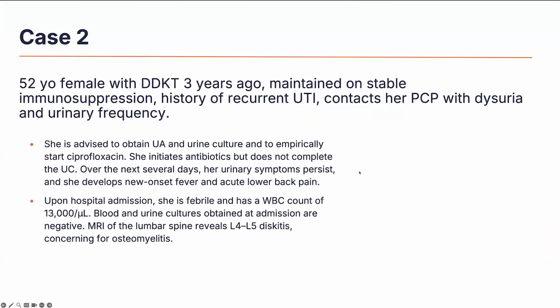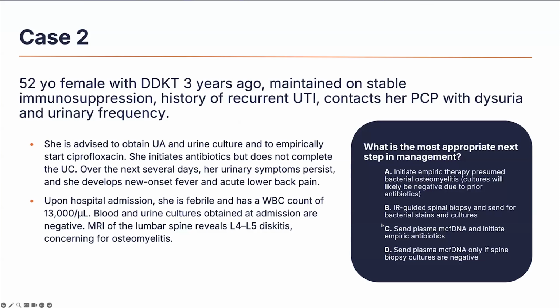All right, so now we come to case 2 that I had initially shared. Just to recap, it's a 52-year-old female with kidney transplant, comes with recurrent UTIs, got some antibiotics before hospitalization, has negative blood and urine cultures, has new back pain, MRI shows discitis, and we discussed what kind of testing you would do at this time.